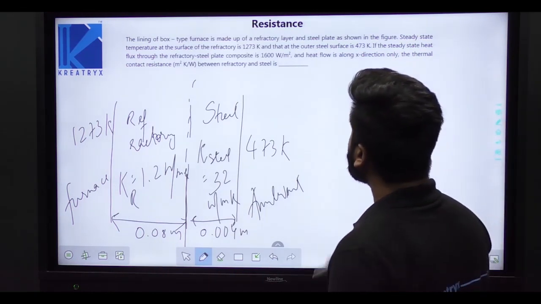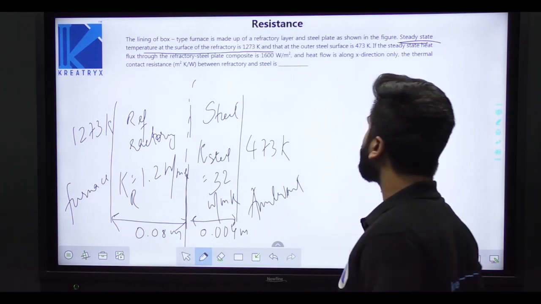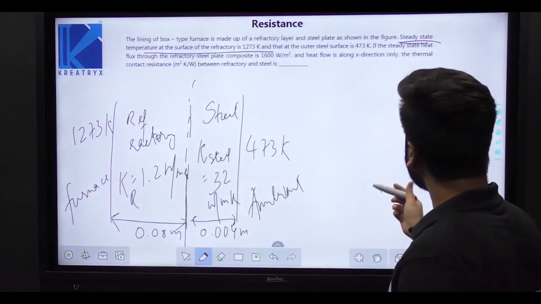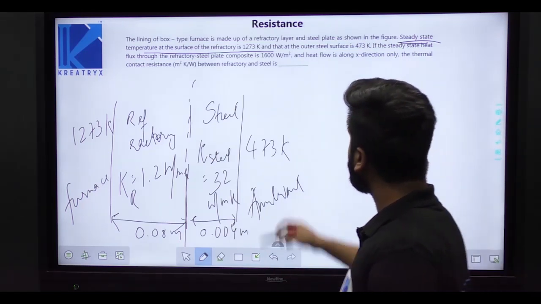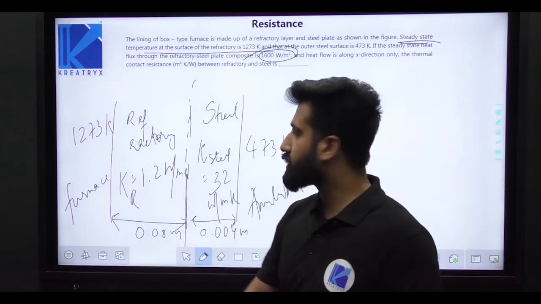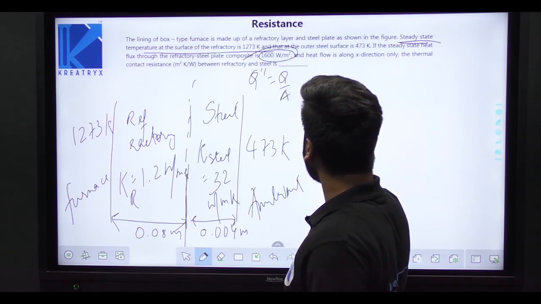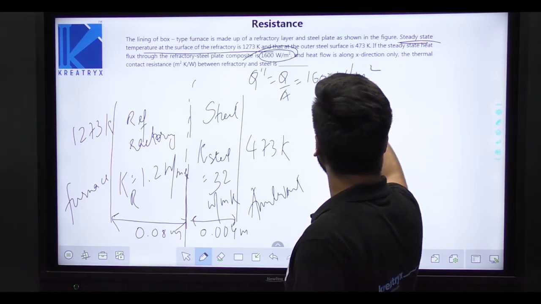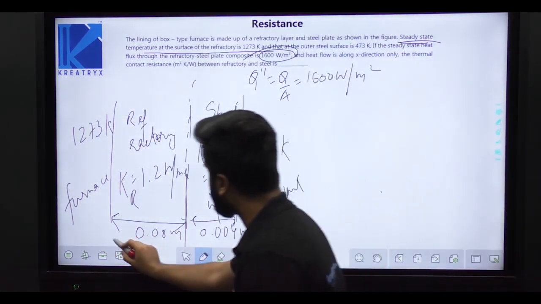The steady state temperature at the surface of the refractory is 1273 Kelvin, and that at the outer steel surface is 473 Kelvin. If the steady state heat flux through the refractory steel plate composite is 1600 watt per meter square. Okay, flux is given, that is Q double dash, Q by A, is equal to 1600 watt per meter square. This is given, and heat flow is along x direction only. This is x direction.